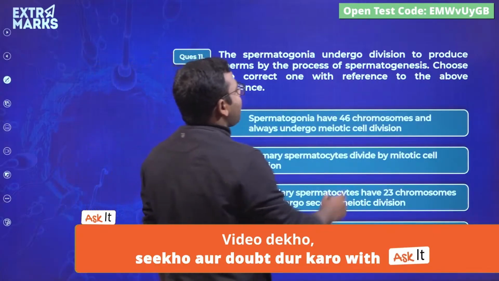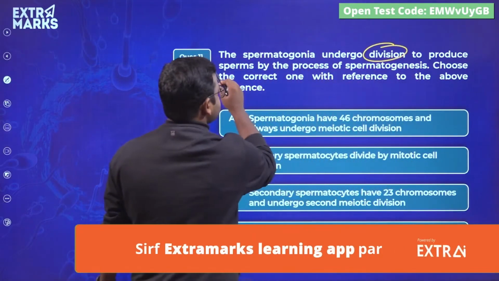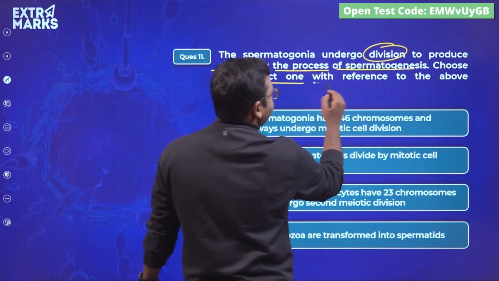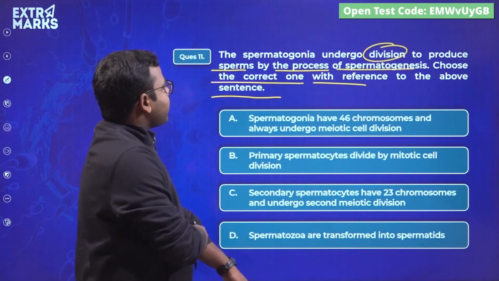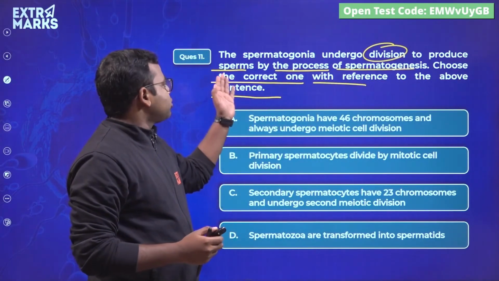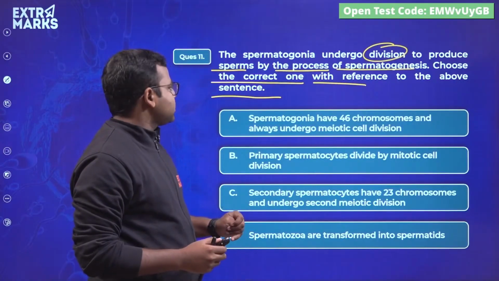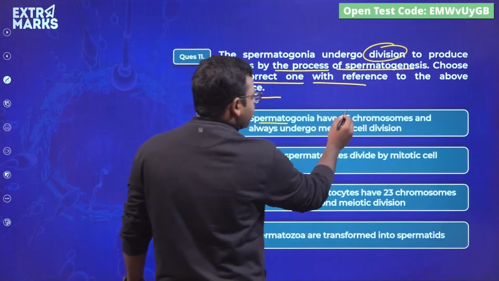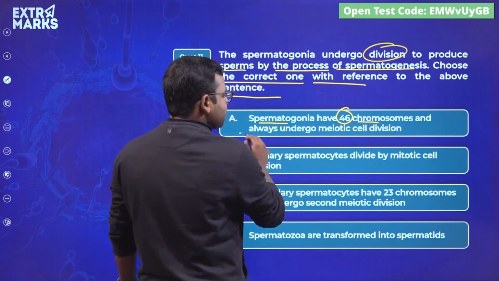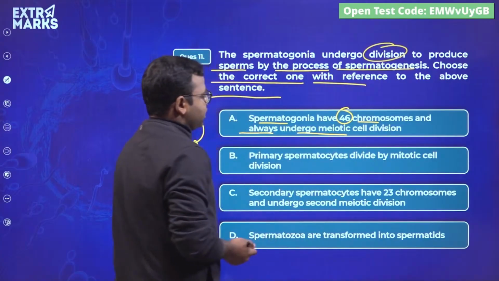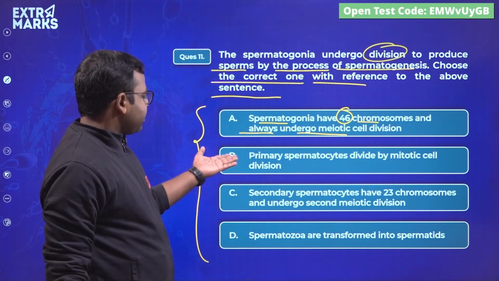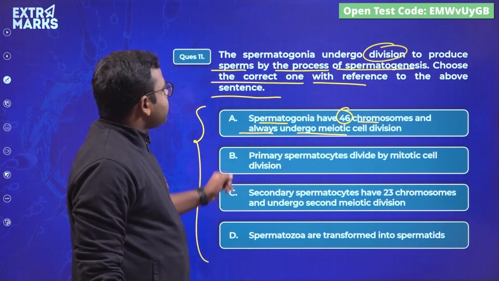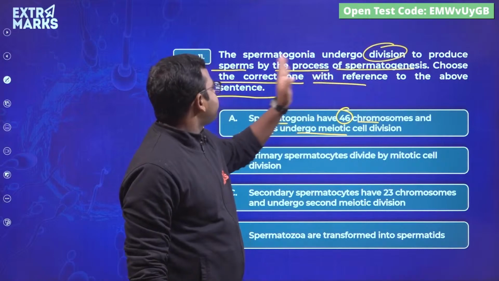The spermatogonia undergo division to produce sperms by the process of spermatogenesis. Choose the correct one with reference to the above sentence. Okay, so spermatogonia basically undergo division to produce sperm by the process of spermatogenesis. Now you have to select the correct one. Spermatogonia have 46 chromosomes and always undergo meiotic division, okay. Moving ahead, next statement, primary spermatocytes divide by the mitotic division. Here the question is spermatogonia undergo division to produce sperm.